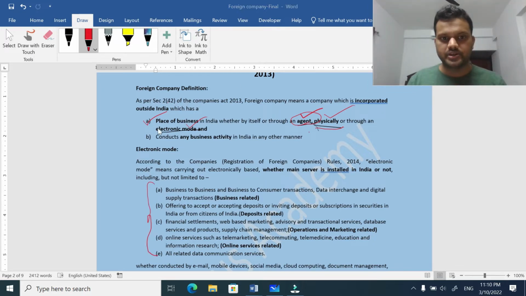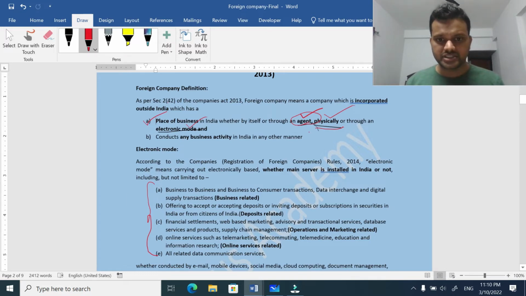And the last point is electronic mode. What is an electronic mode? These kinds of businesses are developing day by day. Any person can sit anywhere in the world and order from any other country. The seller can sit anywhere and the buyer can sit anywhere. They can do the business, right? So in this internet era, it is very important to include even the electronic mode of business under the eyes of law, for compliance purposes.